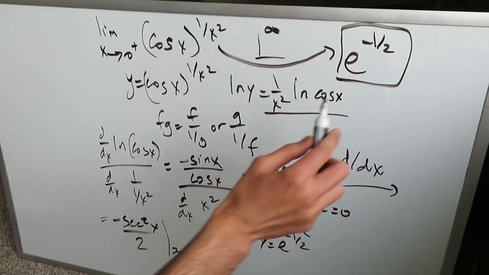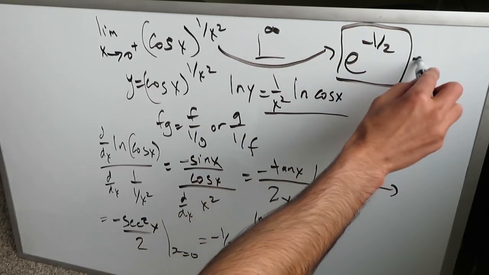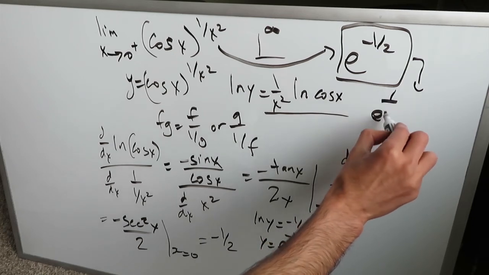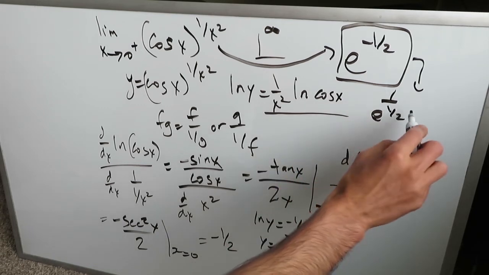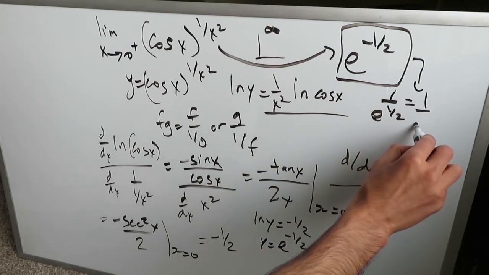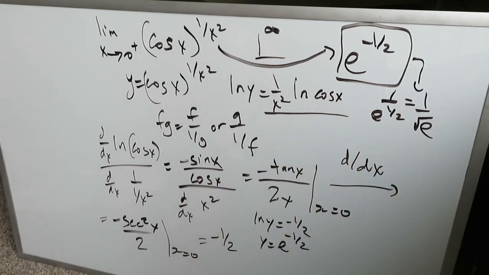If you want to be fancy, you can rewrite this in this way right over here. 1 over e to the 1 over 2, right? Because this minus brings it as a reciprocal. You can write this even as 1 over root e. These are the different ways of saying the same thing. But it's e to the minus 1 over 2, same thing as 1 over root e.